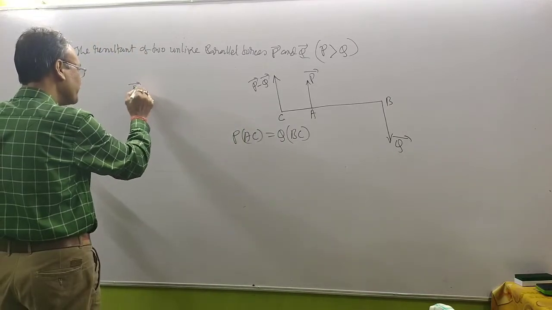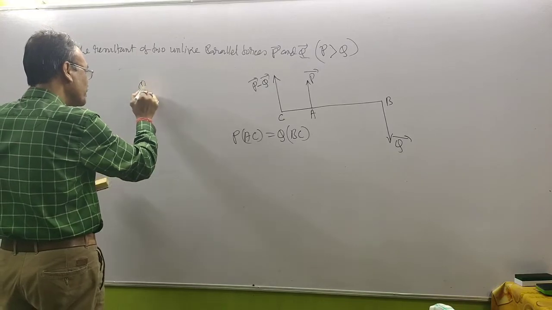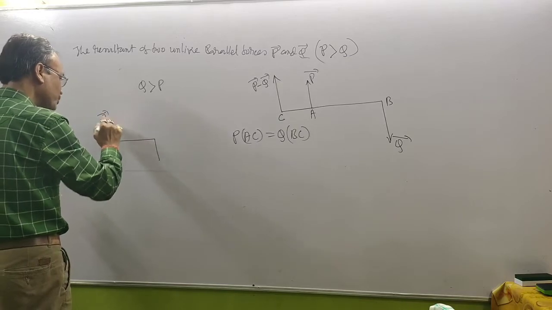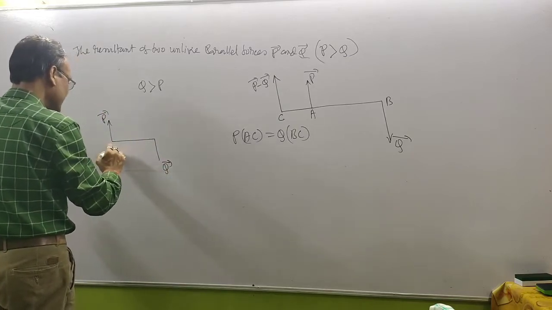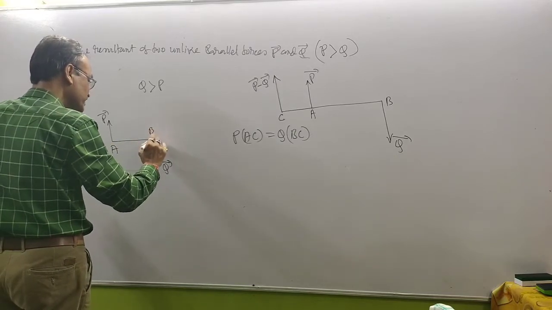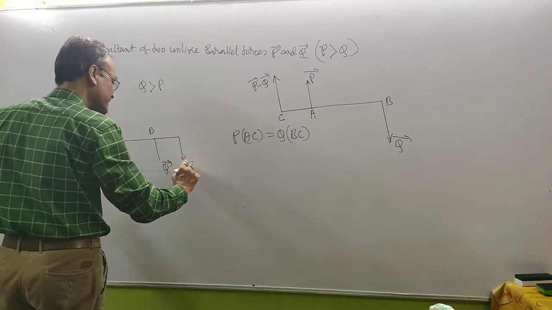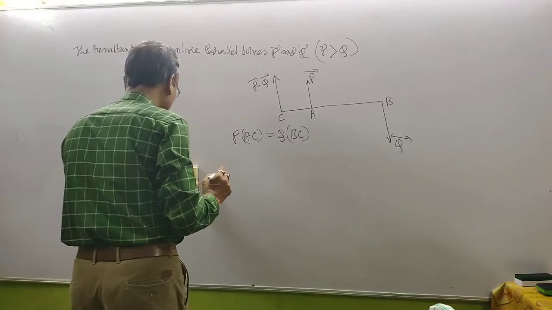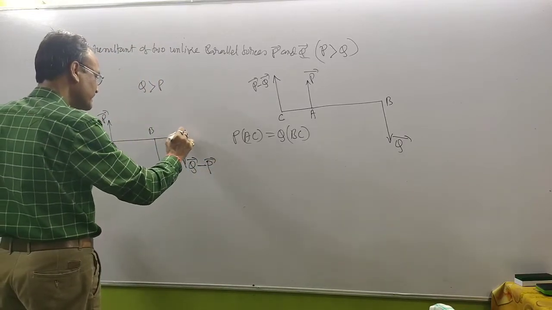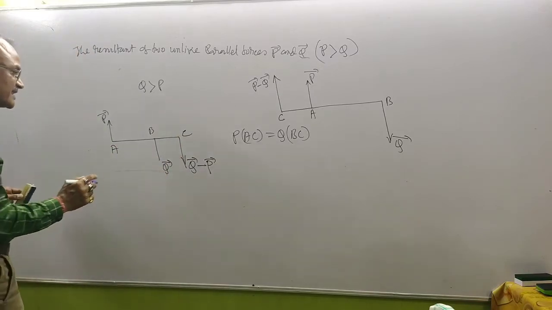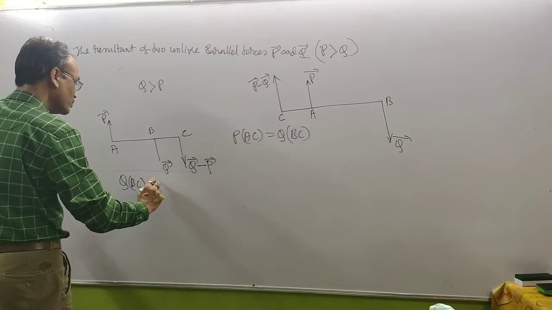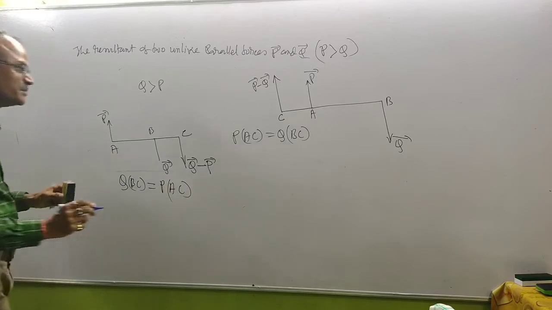Suppose Q is greater than P. The magnitude of Q is greater than P. Then suppose this force is P and this force is Q. This is A. Suppose this is B. Then the resultant will be equal to P minus Q or Q minus P. The resultant will be equal to Q minus P, and it will be acting at this point, such that Q into BC equal to P into AC.